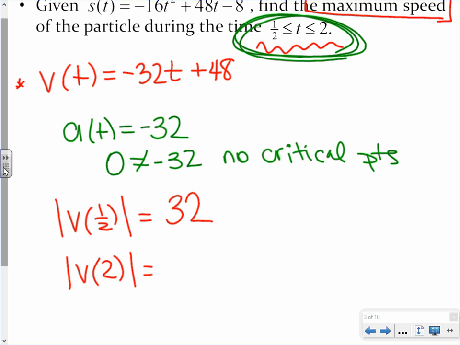Pods 4 and 5. Velocity or speed at 2. Excuse me. 16 negative. Well, it's an absolute value. 16. Yes. You guys got 16? Yeah. 16. Don't be afraid. So what is the maximum speed? 32. 32.